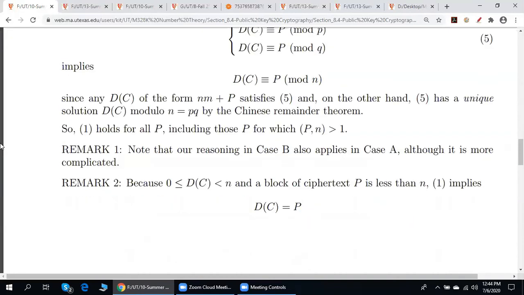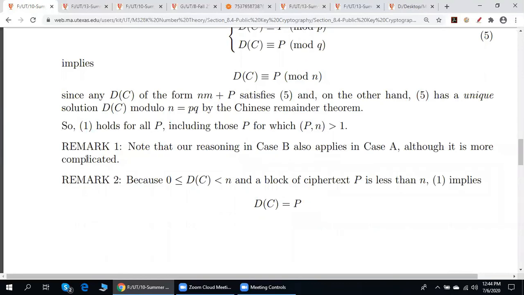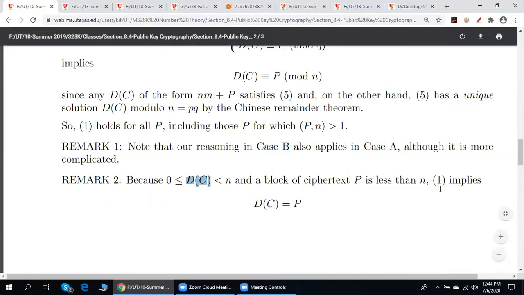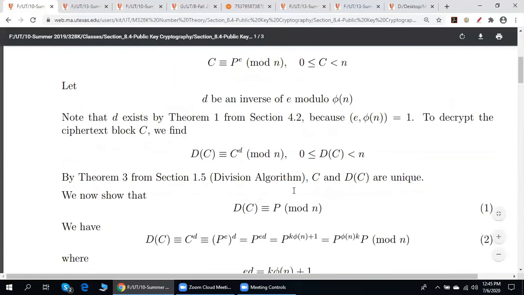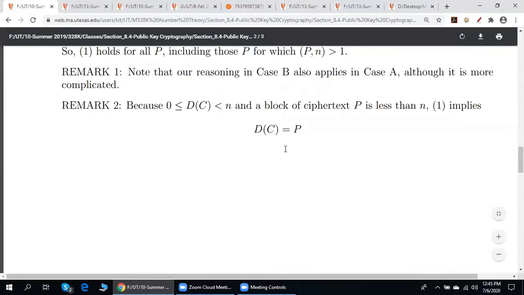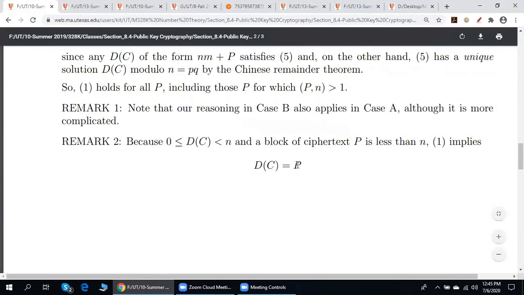Let me actually make two remarks. Remark number one. One can check that our reasoning in case B also applies in case A. But the reason why we still split into two cases is the following. Case B is very rare, and case A is much easier to prove. Lastly, because d of c is between 0 and n minus 1, which is over here, implies d of c is equal to p.